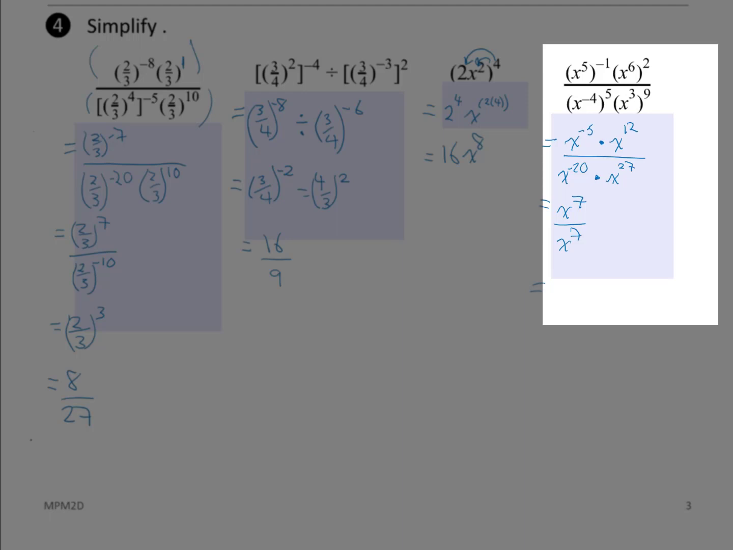Now, when we divide, it's x to the power of 7 minus 7, because when we're dividing the same base, we subtract the powers. So 7 minus 7, we end up with x to the power of 0. And anything to the power of 0 is just equal to 1. So if you get the power of 0, it just equals 1. And that's the final answer for that.